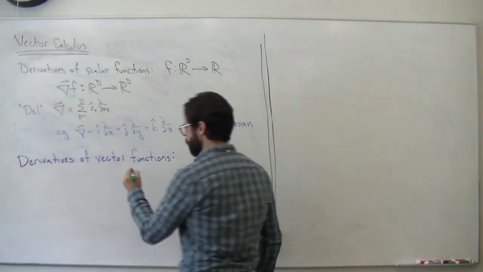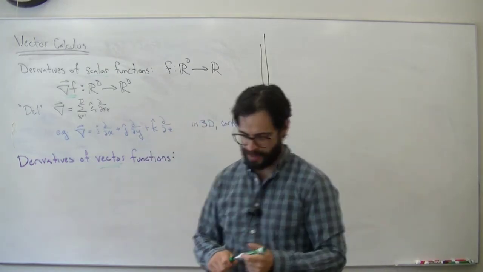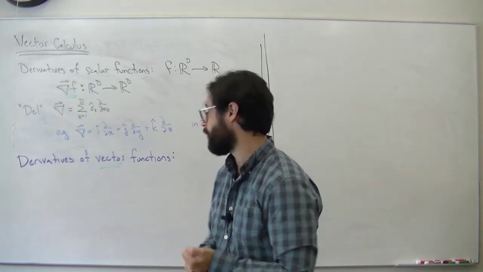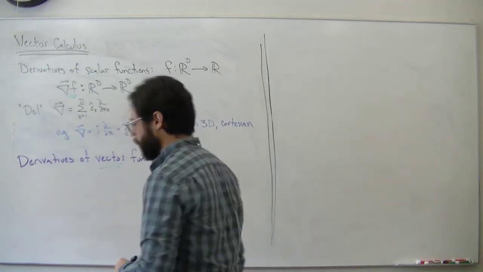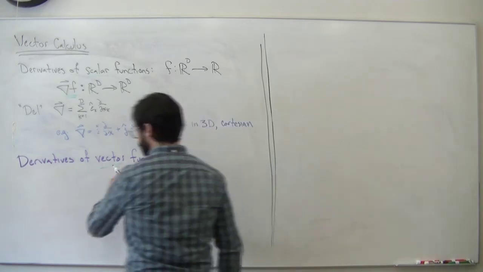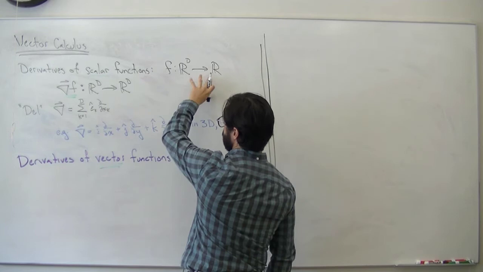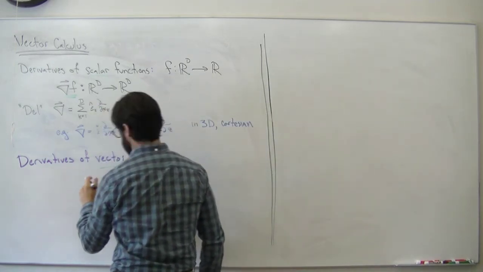So now we want to talk about derivatives of vector functions. We're going to restrict ourselves to two really important cases: vector fields and vector functions. A vector function is one where one number goes in and a vector goes out. So you can almost think about it as the opposite of this. And I'll use a different letter so we don't get confused.